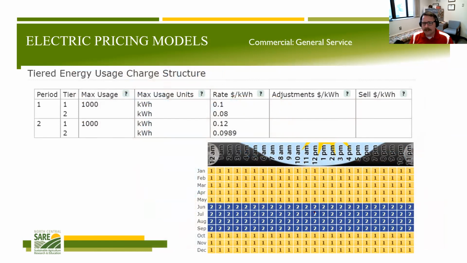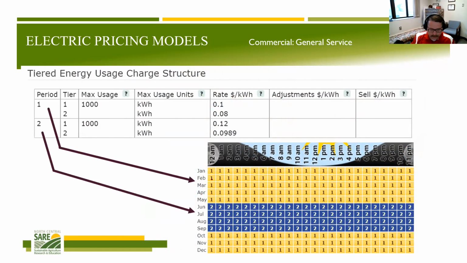This is a simple rate schedule that I downloaded for a small commercial system in Nebraska. And it is 2 periods and 2 tiers. The periods are the time of year. So period 1 is essentially, we'll call it winter. Period 2 is essentially summer. And you can see that the summer prices, this is summer, this is winter, the summer prices are higher because demand for electricity tends to be higher in the summer. The winter prices are lower.